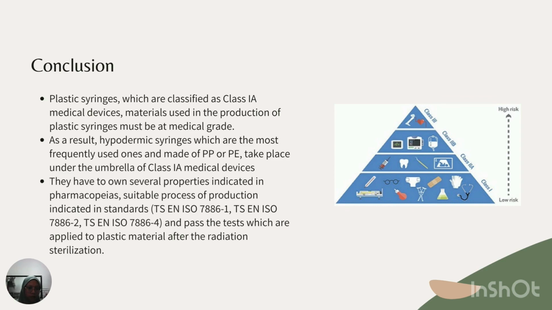Next, plastic syringes are classified as Class IIa medical devices. Materials used in the production of plastic syringes must be medical grade. As a result, hypodermic syringes, which are the most frequently used ones and made of PP or PE, fall under the umbrella of medical devices. And they have to own several properties indicated in pharmacopoeias, a suitable production process indicated in standards, and pass the tests which are applied to plastic material after radiation sterilization.